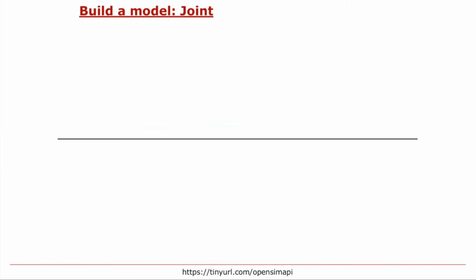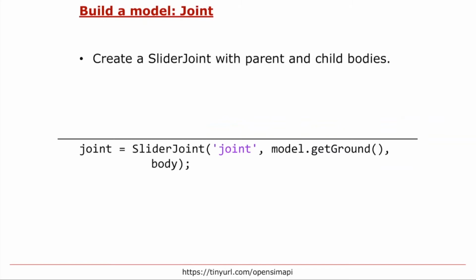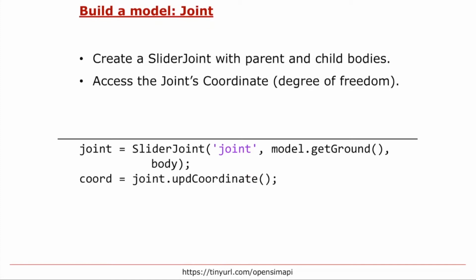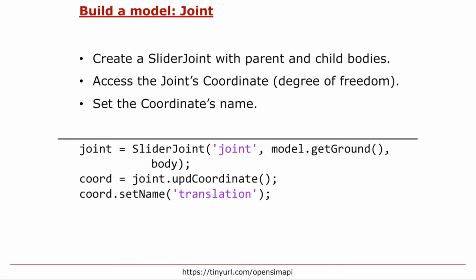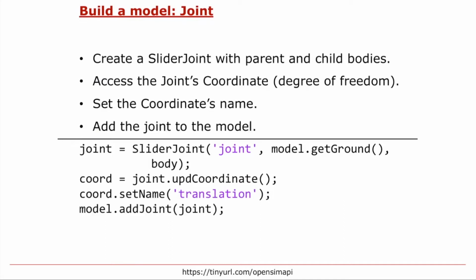The constructor for slider joint takes the name of the joint, a parent body, and a child body. In this case, the slider joint will allow the body to slide along the ground's x-axis. A joint can provide between 0 and 6 degrees of freedom, and a joint provides a coordinate object for each of these degrees of freedom. The coordinate object allows you to configure a degree of freedom by specifying a name, a default value, and whether the coordinate is locked to a given value. The slider joint class provides just one coordinate, translation along the mutual x-axis of the parent and child bodies. Here we just set the name of that coordinate to be translation. Then we add the joint to the model.